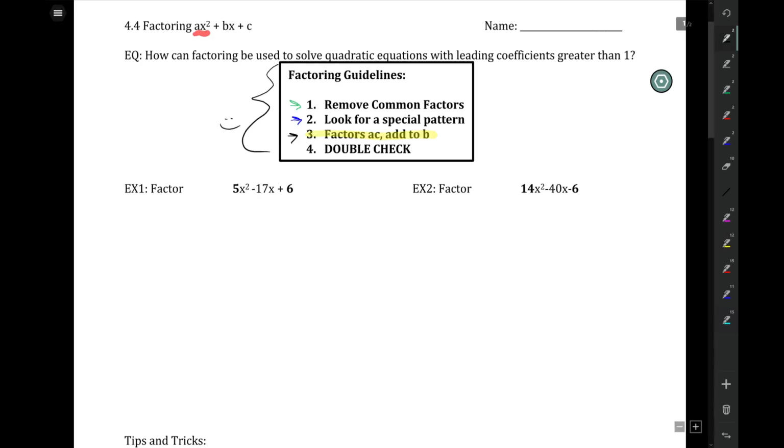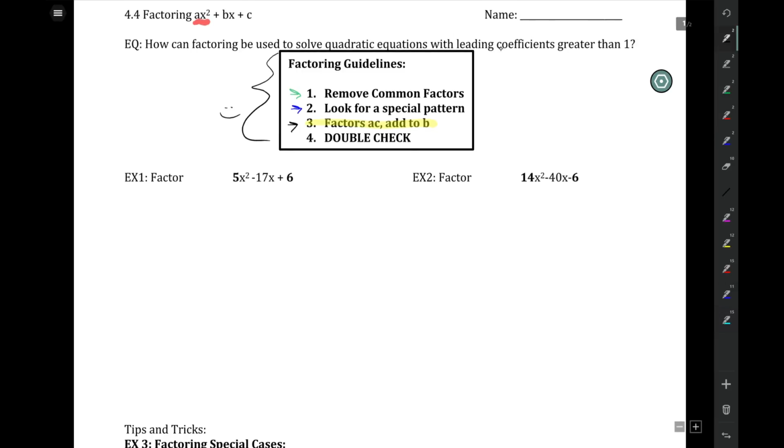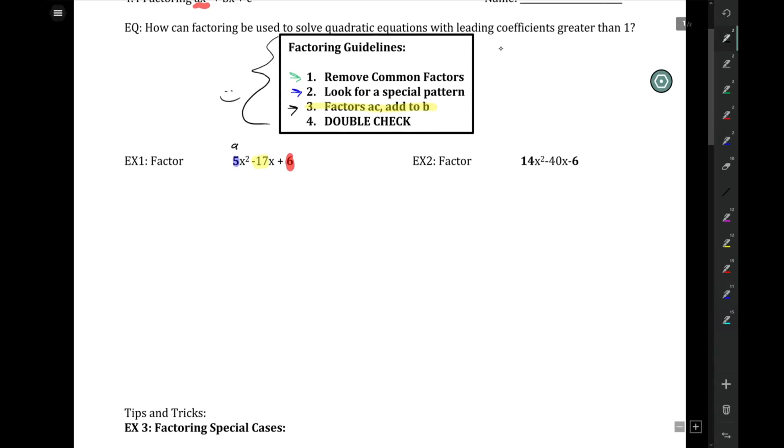Okay, so here is our first example. Notice that what's different today is that this 5 is hanging out front here. It's not 1, it is 5 now. So we have A is 5, B, we have negative 17, and C is 6. Those are our A value, our B value, and our C value.